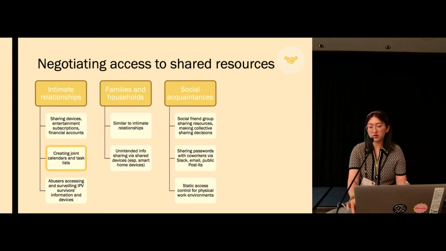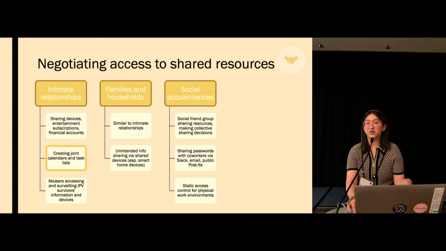But more specifically, we find that people in the workplace frequently share passwords with coworkers via unofficial means like Slack, email, and Post-it notes. And while there are technical systems in place for access control, such as keycard access to physical makerspaces or work environments, these systems are typically static and don't contain a lot of nuance, such as if someone has to access a space in an emergency.